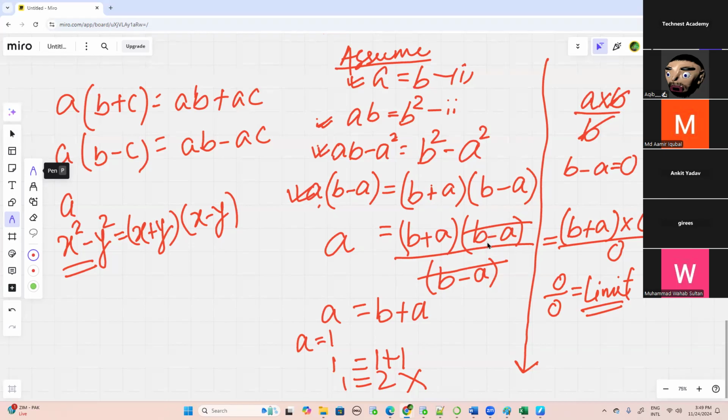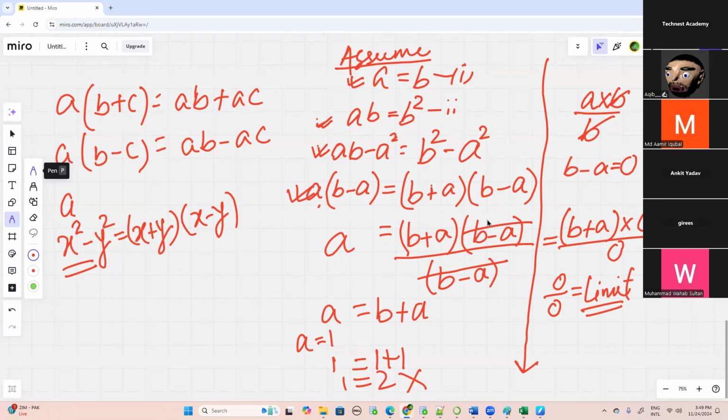So this is the issue. This is the problem. You divided B minus A by B minus A, and B minus A is 0. 0 by 0 division is not allowed. You cannot even cancel. Because of this, you are getting 1 equals 2. So you have made a mistake here. Hope this is clear. Clear? Okay, good.